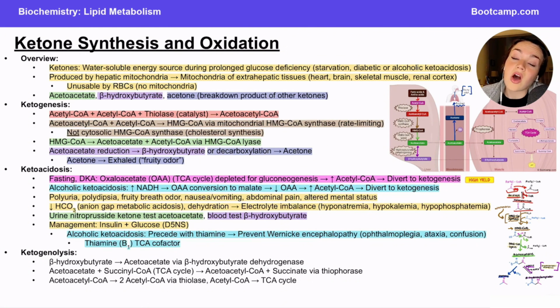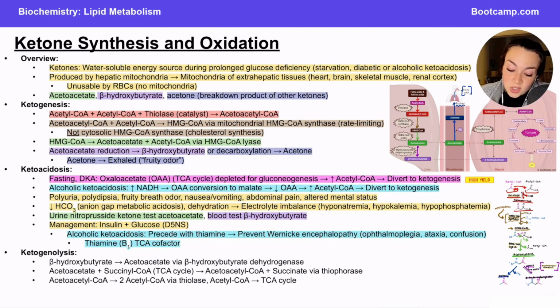Many patients with alcoholic ketoacidosis might be long-term chronic alcohol users, and those patients are commonly deficient in thiamine. So if these patients are deficient in thiamine, that TCA cycle cofactor, and you give them insulin and glucose, they're not going to actually be able to send that glucose through the TCA cycle because they're missing that cofactor. So before you give them that, you have to make sure that they have enough thiamine to actually be able to utilize the insulin and the glucose. Otherwise, they end up with that Wernicke encephalopathy due to thiamine deficiency.